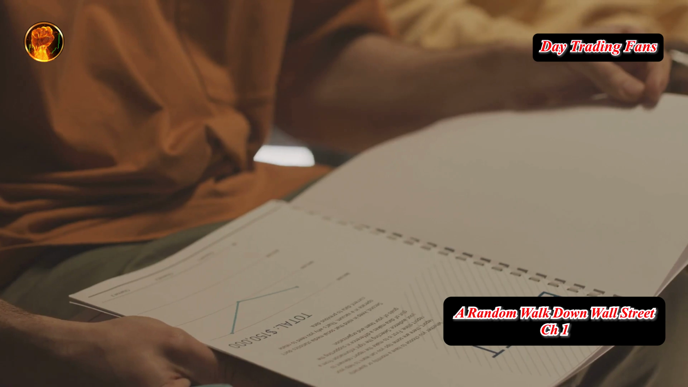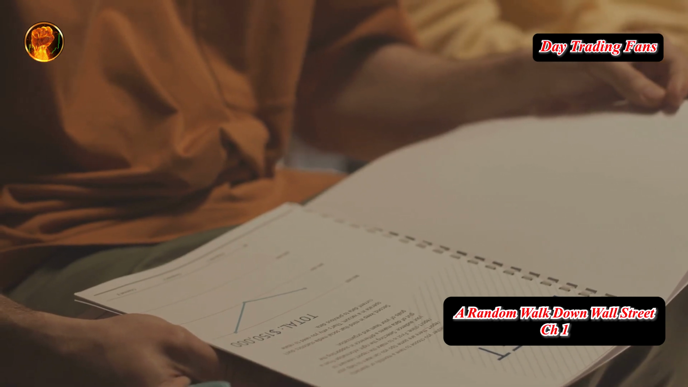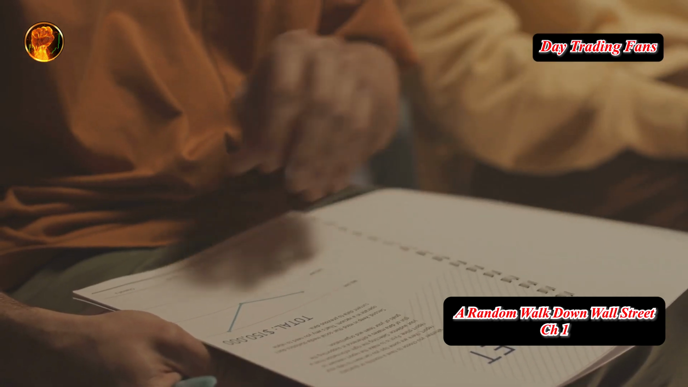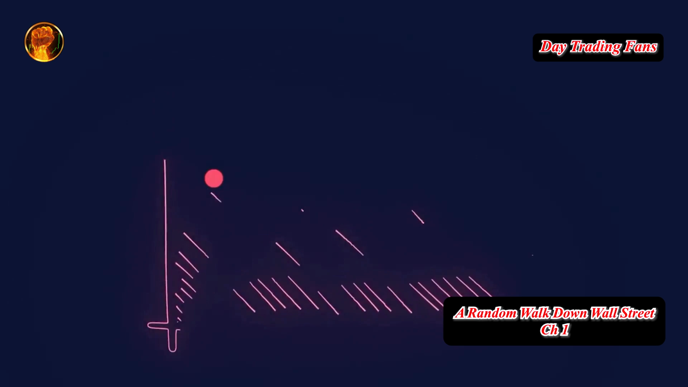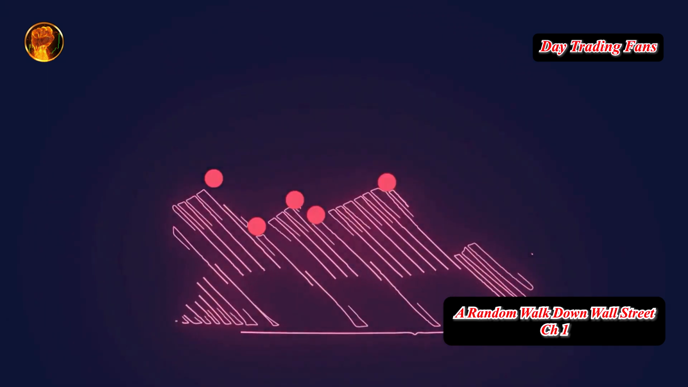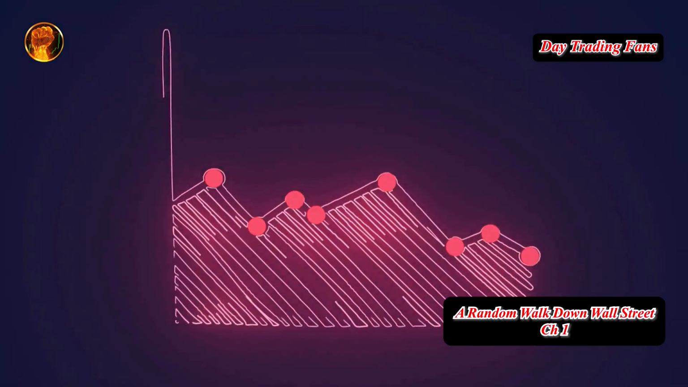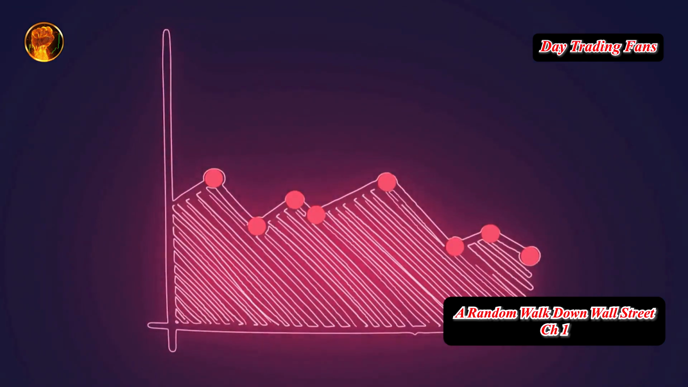At this point in the chapter, Malkiel introduces how the random walk will play a role in the rest of the book. He suggests that since stock prices are unpredictable and follow a random walk, it is incredibly difficult, if not impossible, to consistently outperform the market through stock picking or market timing strategies.